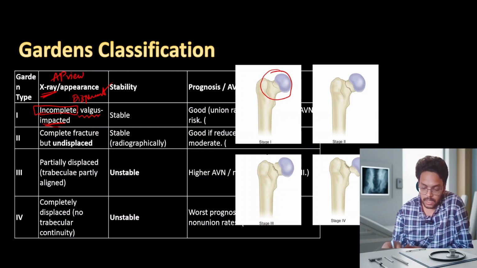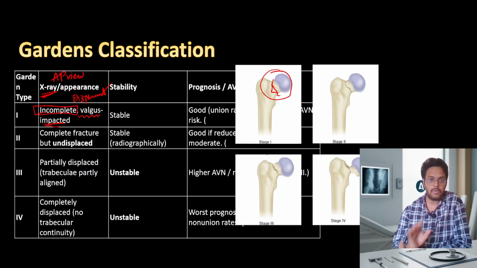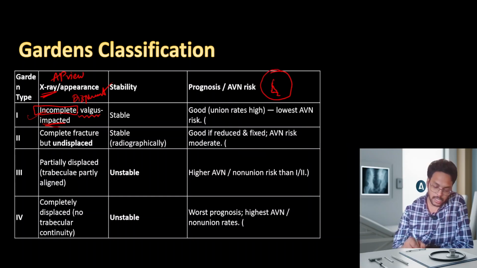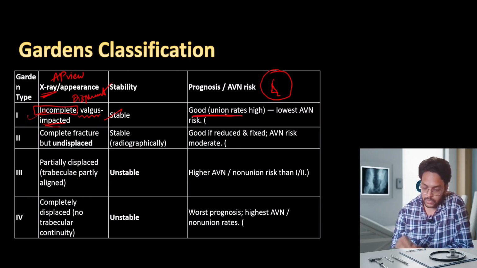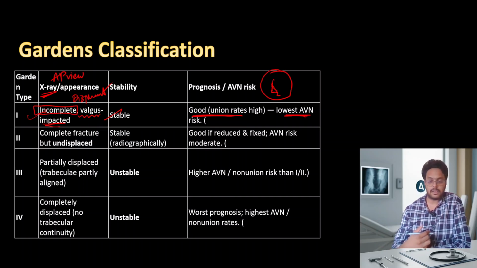It means even if the fracture has happened and is undisplaced, the proximal fragment may be within the canal of the femur, so that the fracture is not moving at all. So it's type 1 of Gordon's classification, and it's a stable fracture, it has good union rates and it has the lowest chance of AVN. Now why has AVN suddenly come into the picture?